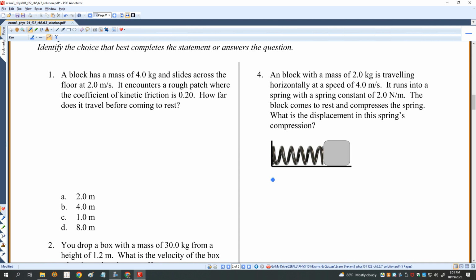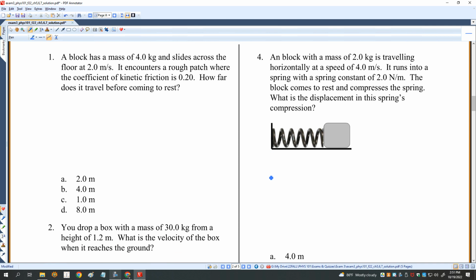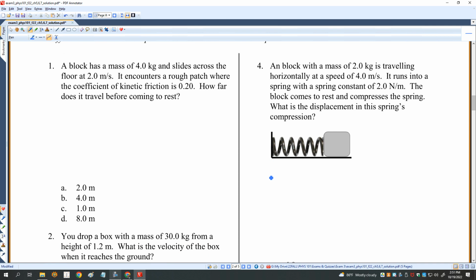All right, let's move on to the multiple choice. A block has a mass of 4 kilograms and slides across the floor at 2 meters per second. How far does it travel after it encounters kinetic friction? So it starts out with this kinetic energy. It loses some due to friction, and it's actually going to lose all of that energy. So I have 1/2 mv squared minus the frictional force times the distance that it travels. That's equal to 0.